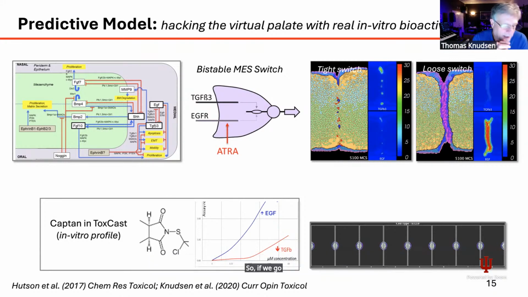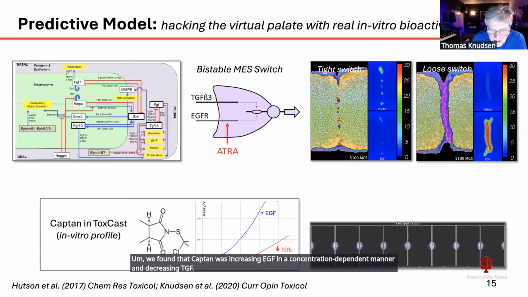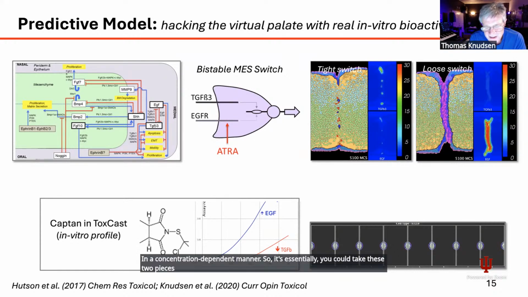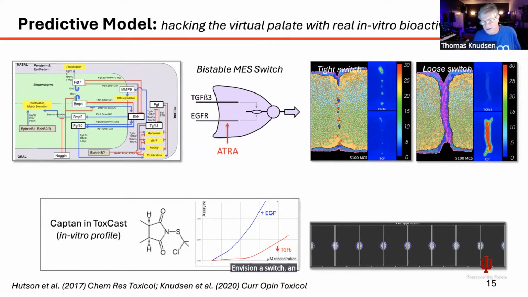So if we go back to our ToxCast database for chemical captan that's known to produce cleft palate, at least in rabbits, and we looked at our in vitro assays for EGF signaling and TGF signaling, we found that captan was increasing EGF in a concentration-dependent manner and decreasing TGF in a concentration-dependent manner. So essentially, you could take these two pieces of independent data and put them together and envision a switch, an EGF-TGF switch. And then we can model that switch in the virtual palate.